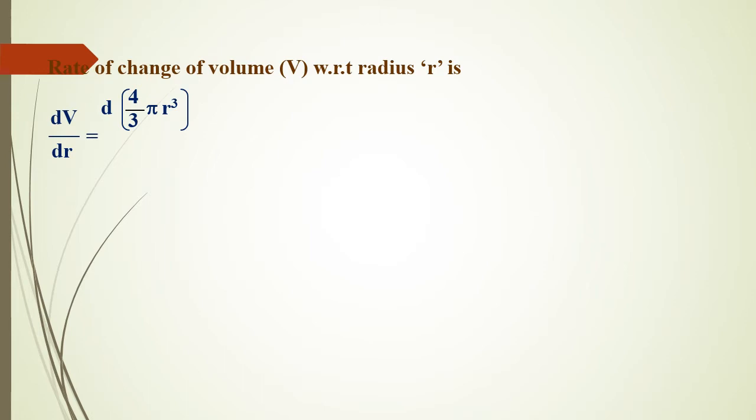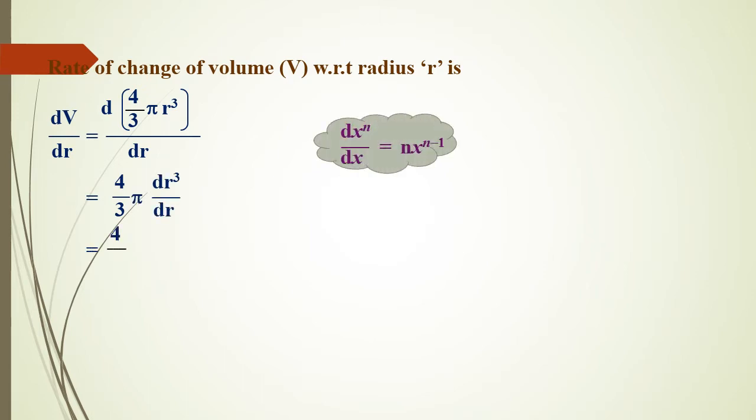4 by 3 and pi are constant terms, so you take them out of the differentiation. So this is equal to 4 by 3 pi after taking it out. Next, d by dr of r cube will remain. Then r cube differentiation will be 3r square. 4 by 3 pi as it is, r cube differentiation will be 3r square, then r differentiation will be 1. Okay, the 3 and 3 both cancel. 4 pi r square is just remaining here.